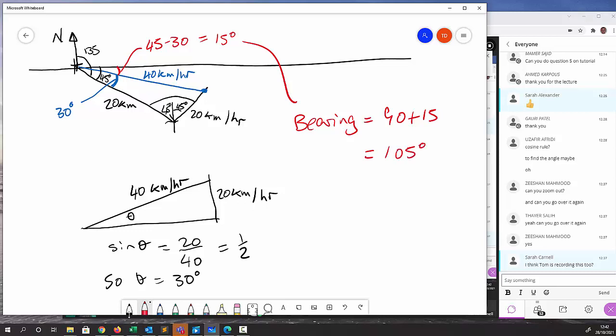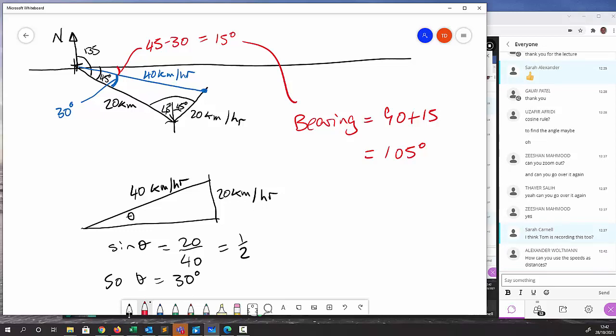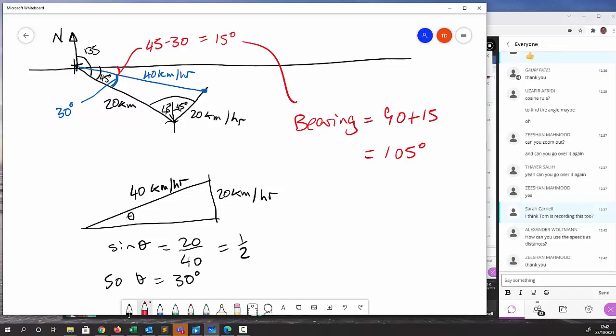Okay? Yep. How can you use speeds as distances? Great question, Alexander. What I'm doing is, because they're both in the same units, kilometers per hour, I'm using effectively similar triangles. The question doesn't say how long it's going to take you, because then I would need to use the distance. But for the moment, if this whole thing took an hour, then, sorry, I'm pointing with my finger, which you can't see.